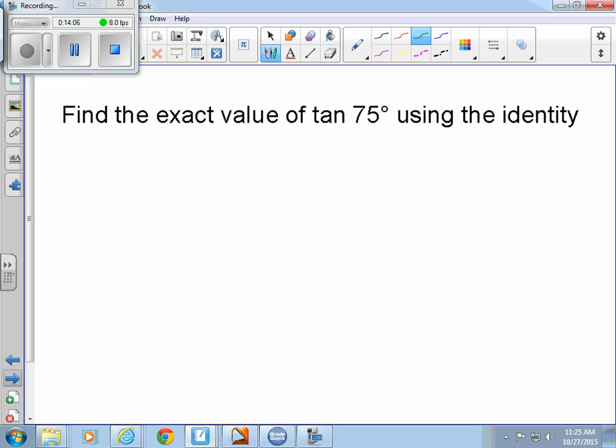Now I know that I could do this one with a sum or difference. I probably would after today. But it's 75, half of something good. Half of 150. Again, after today, if you wanted to do this with sum or difference, it works that way too. However, could you have done 22 and a half with sum or difference? No, because there's nothing that adds to 22 and a half that's safe. So we had to use half angle for 22 and a half. But this one you have options.